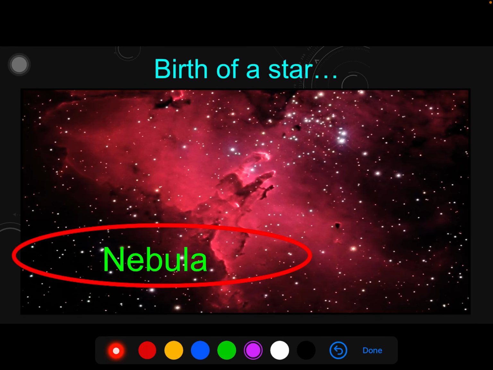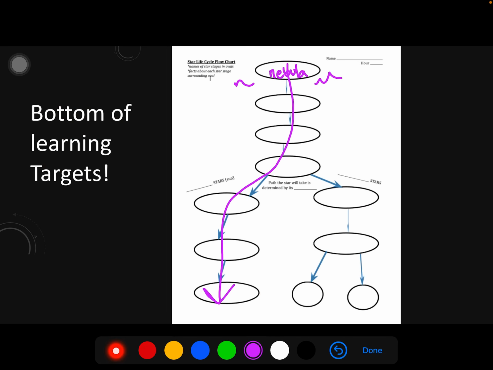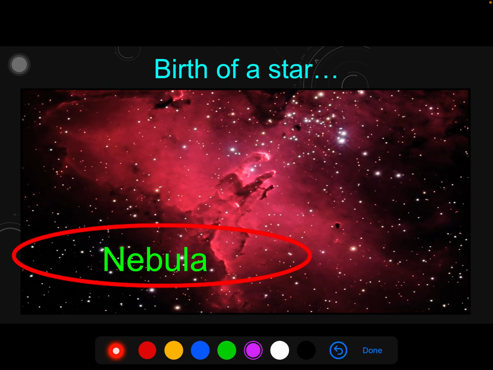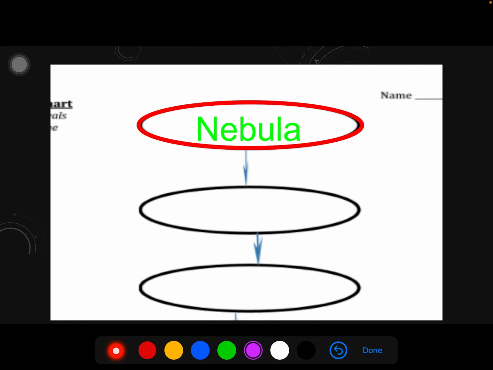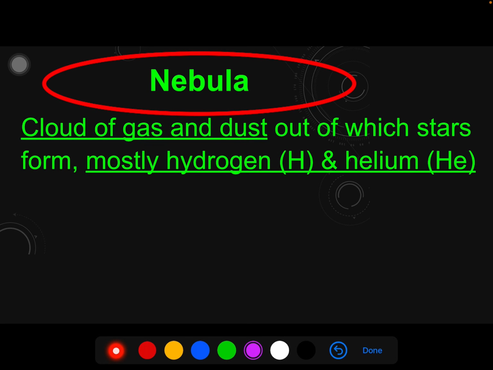All right, the first oval that we're going to fill in right up here at the top is called a nebula. This is the birth of a star. Okay, so some information to write down about a nebula. I've put most of the important information, I've underlined it, so you don't have to write down everything, but write down a couple of the key points, especially the things that are underlined.